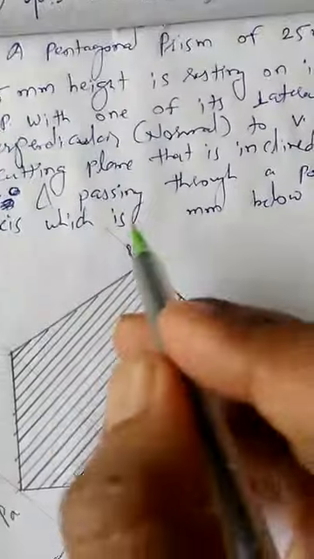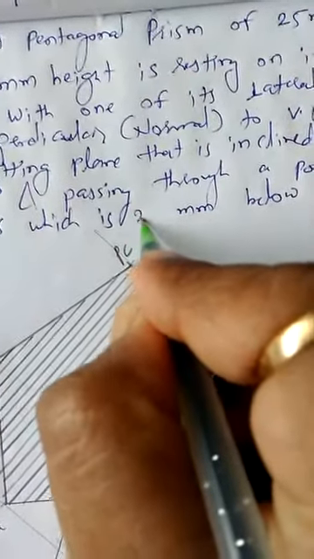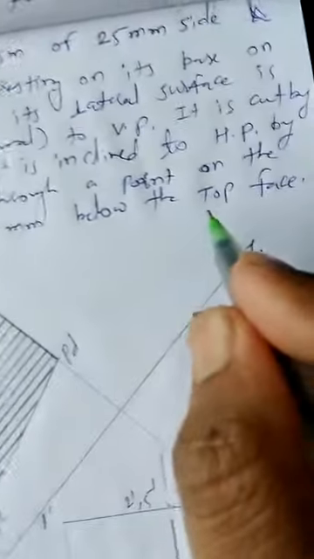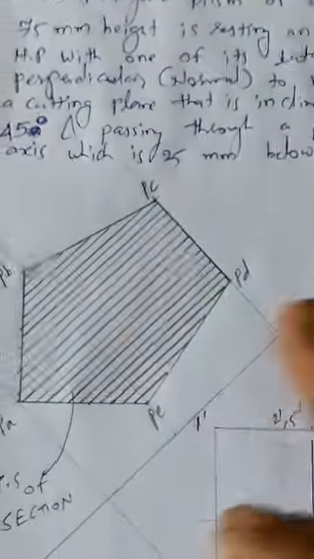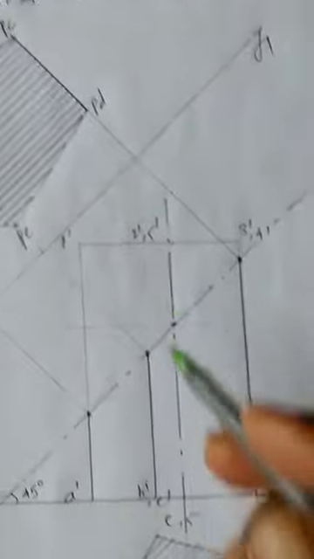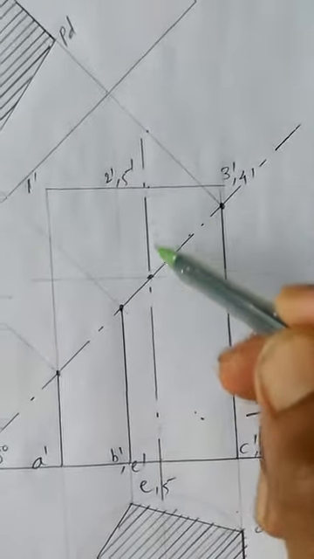below the top face, which is 25 mm below the top face. Means the cutting plane is going to pass through a point on the axis which is 25 mm below the top face. Now how to start?